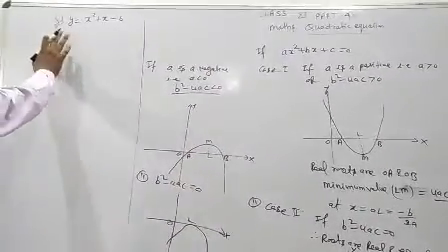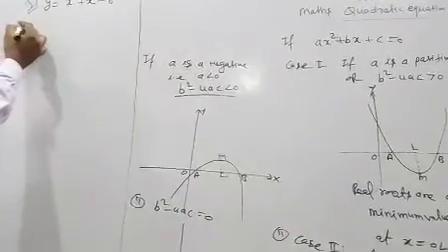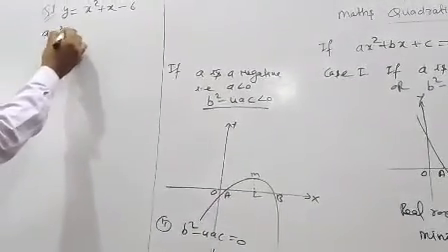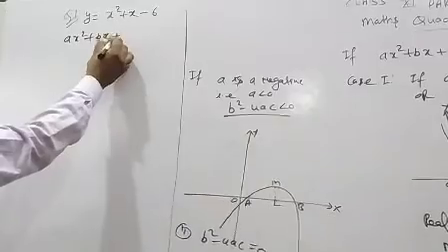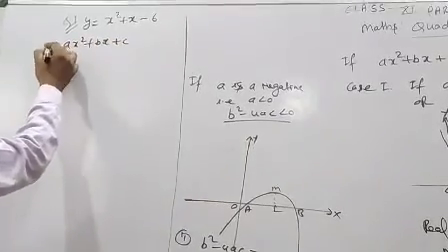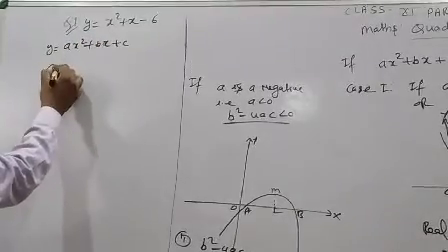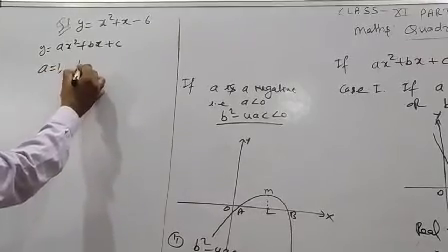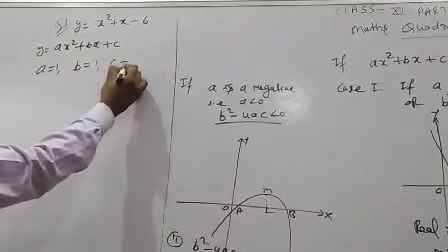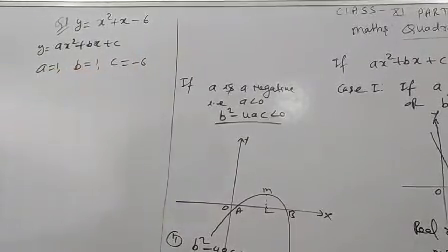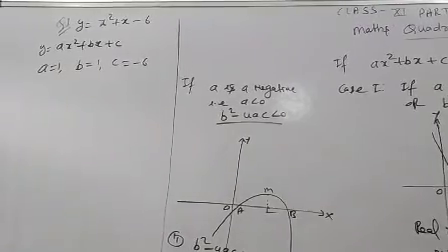I am going to solve one question here. Now comparing this question with ax square plus bx plus c. Clear? Suppose y here, a is equal to 1, b is equal to 1, c is equal to minus 6. Clear?